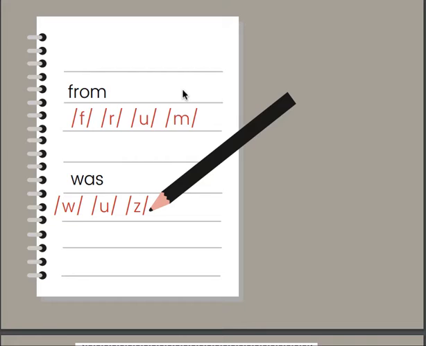For example, from has the short U sound, but that sound is not represented by the letter U. Same with was. It has the short U sound, was. But again, that sound is represented by the letter A, not U. When introducing these words, it is important to point this out. Have students notice why the word is irregular.